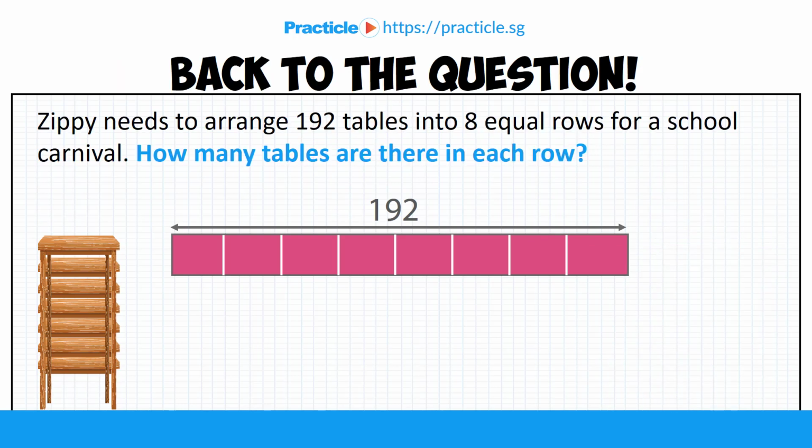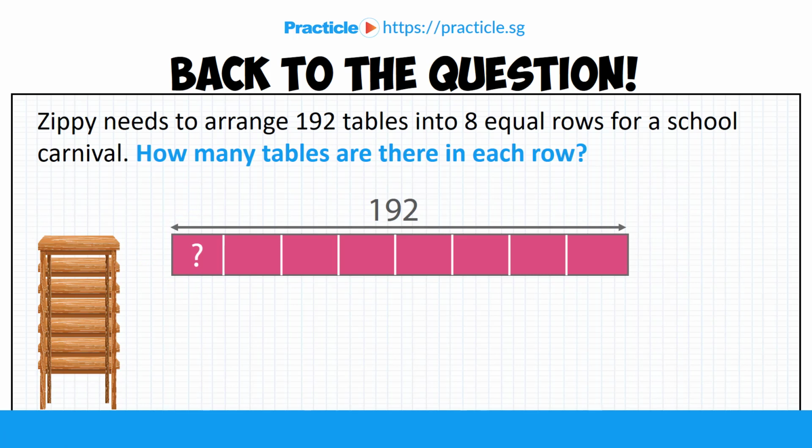Now back to the question. What are we supposed to solve? How many tables are there in each row? Do you know which part of our model represents this? This one part, agree? And we are going to write a question mark in this box to remind us that this is what we are supposed to find.